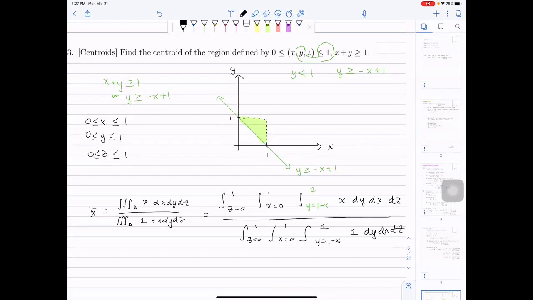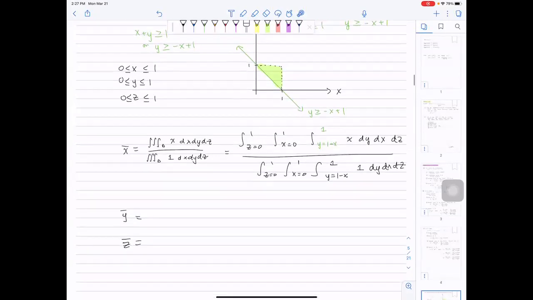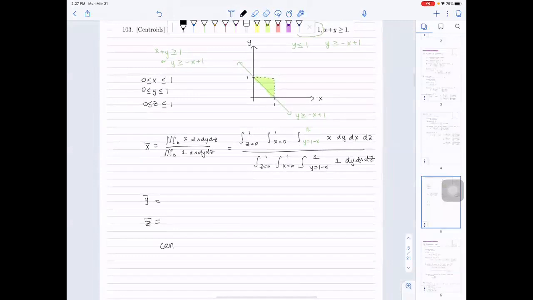Okay. And so you can do the similar thing with y bar and z bar, which I won't calculate unless people have questions about it. I'll leave it to you guys to calculate that, and you'll get that your centroid will have 3 terms: x bar, y bar, and z bar.